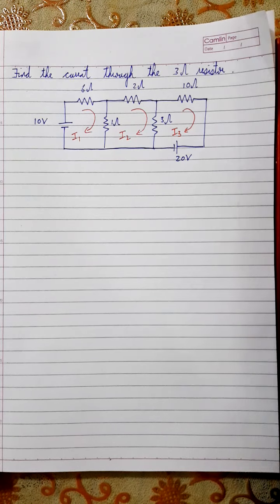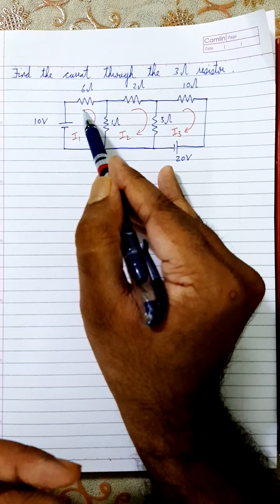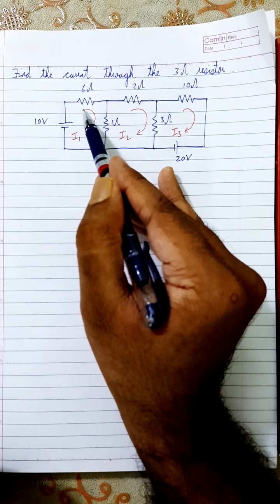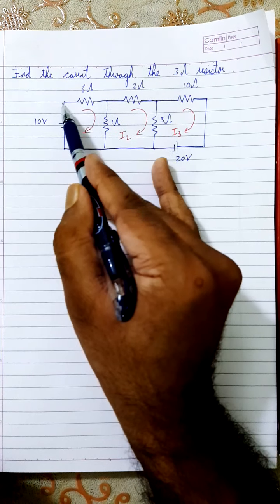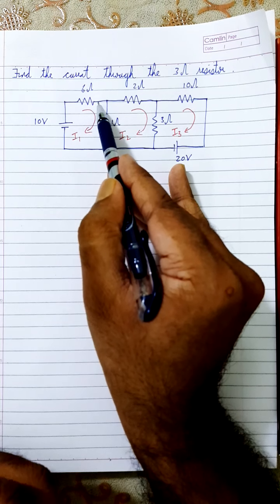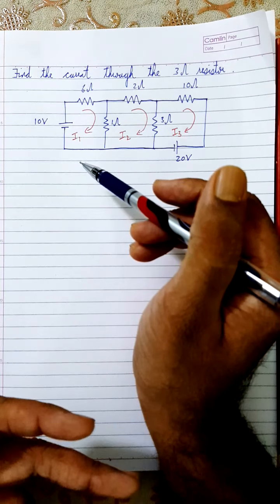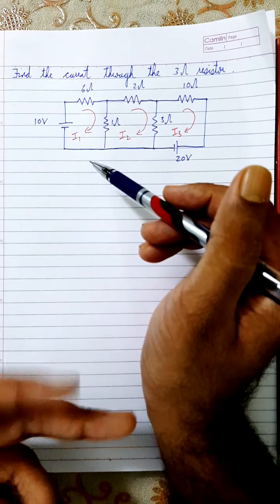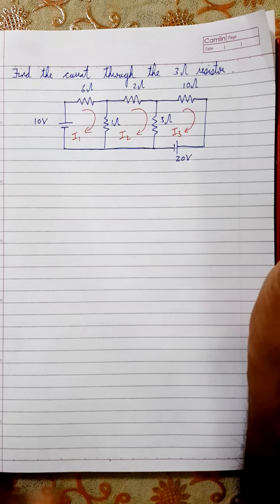Suppose you get the value of I1 as, for example, minus 0.5 amperes. What does it mean? It means that the direction of I1 is opposite to the one you have assumed. That means in this branch, even if you assumed it's left to right, in reality it is from right to left. So that's the only difference: the direction, or the sign, will be opposite.